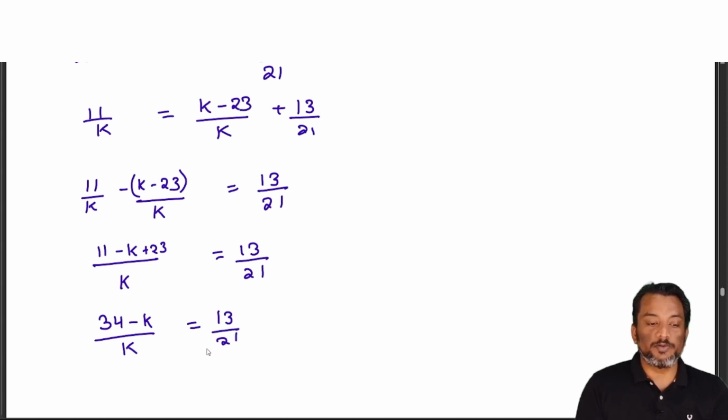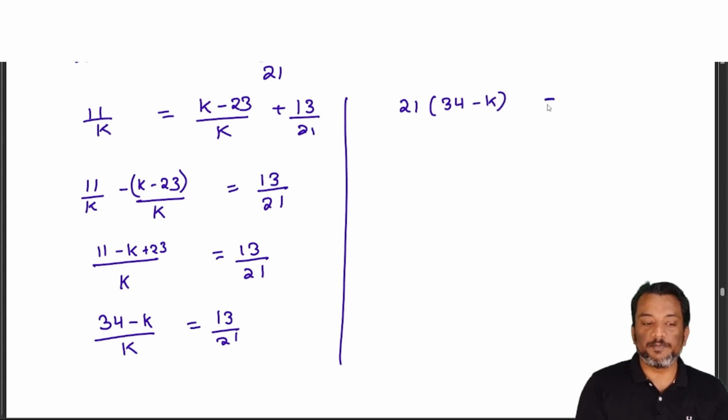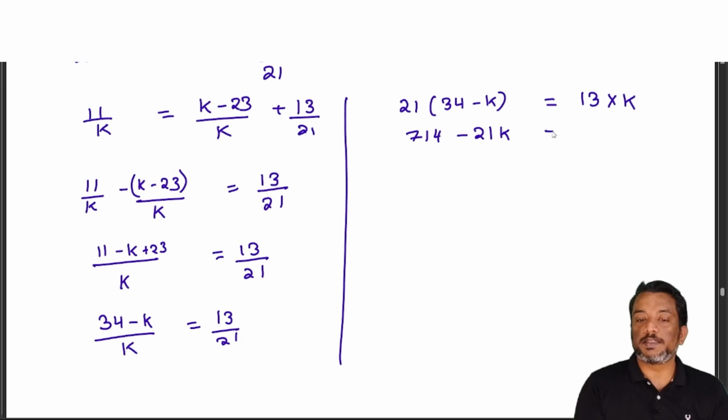Now what we will do? We will do the cross multiplication here. So 21 times 34 minus k, and in the same way 13 times k. So you can multiply 21 times 34, and you will get 714 minus 21k is equal to 13k.